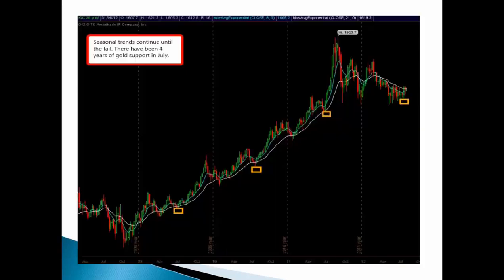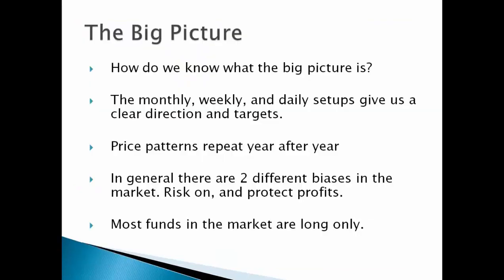longer a trend anymore. Giving an example of a seasonal trend, gold, represented with these little orange boxes in July. For the last 4 years since the 2008 crash have represented an entry into a long that they have never been broken, even for swing trades. This is the fourth year, and we are off of our June lows. Let's talk about the big picture.